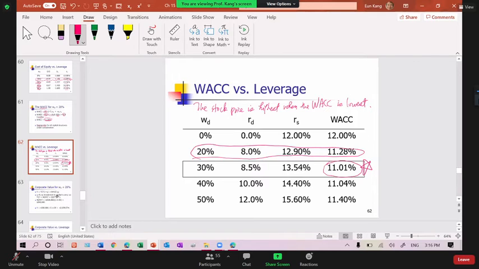So the reason we do it for 20%, 30%, 40%, 50% is to see what happens to WACC. WACC is at its lowest at 30%. So we know that 30% debt and 70% equity is the optimal capital structure. See, that's why this practice is very good, because we're actually getting what percentage of debt is optimal, right? In this case, 30%.